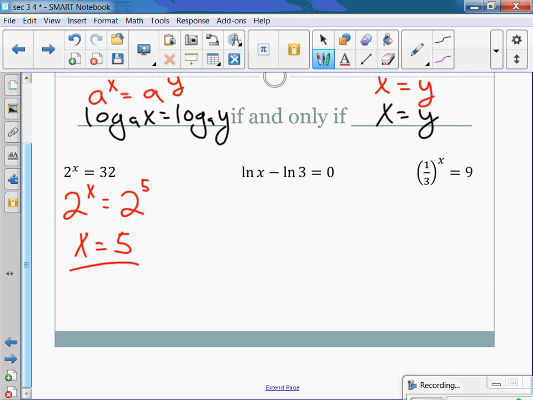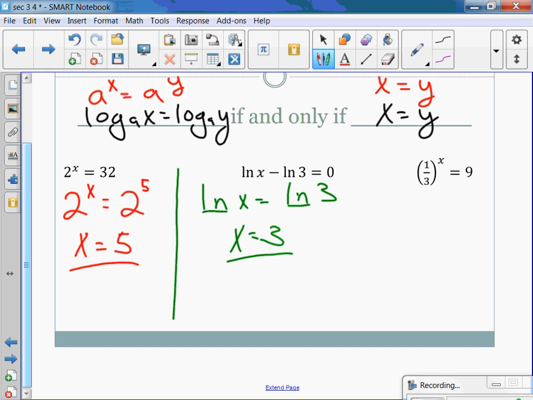This is very exciting stuff. So what about natural log of x minus natural log of 3 equals 0? Is it set up to use one-to-one? Let's move the natural log of 3 to the other side. So now we have log base a of x equaling log base a of y. In this case, what is my base? E. Since they do have the same base, it is just x equals 3.